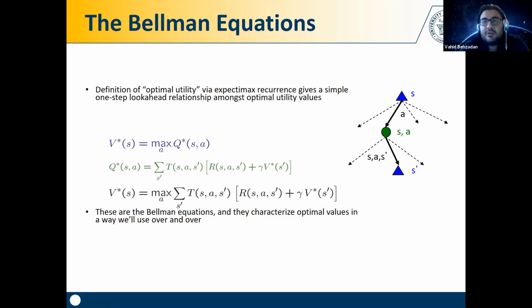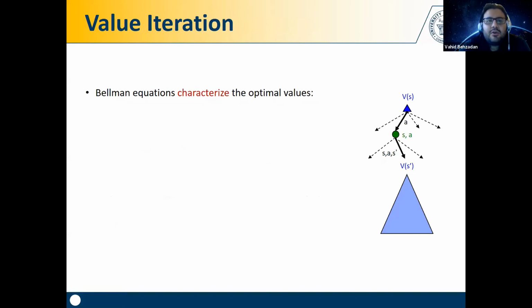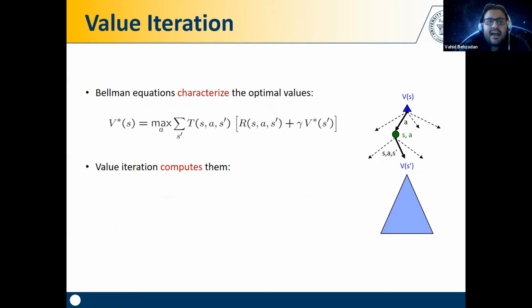And even if you stay in AI and want to do AI research, especially in reinforcement learning, Bellman equations essentially form the foundations of reinforcement learning, even deep reinforcement learning, such as deep Q networks, which we'll get to talk about next week. So Bellman equations characterize the optimal values, and value iteration computes the optimal values.